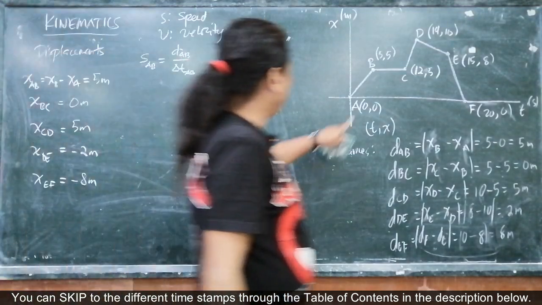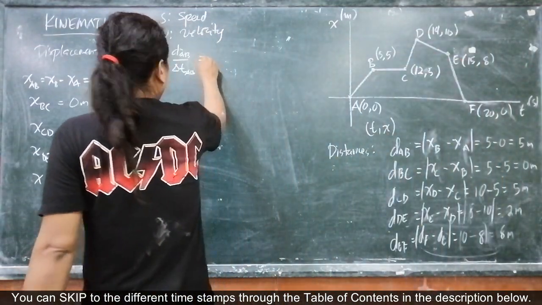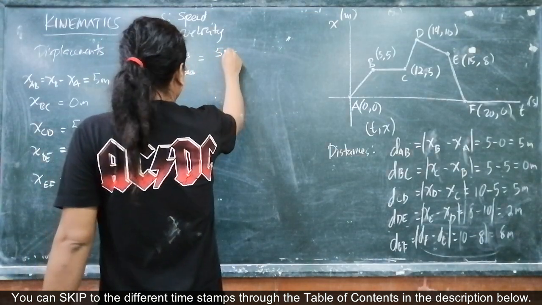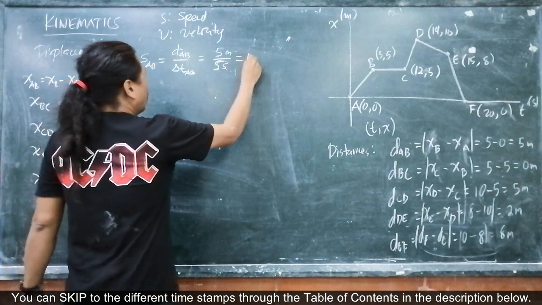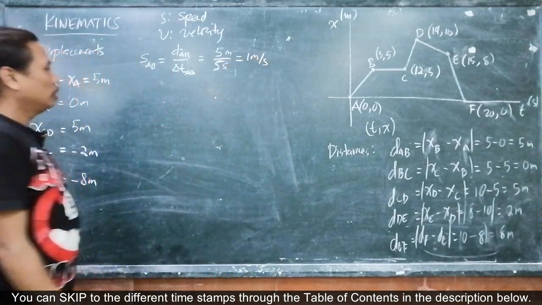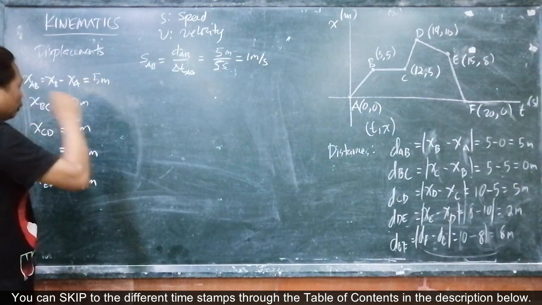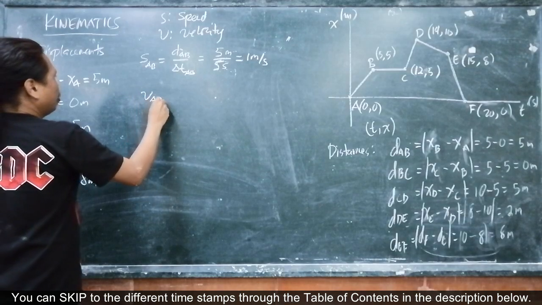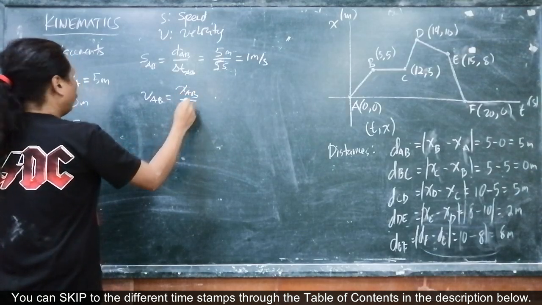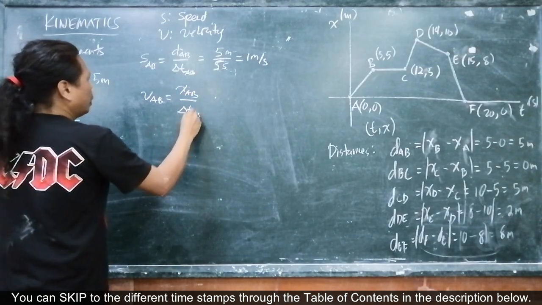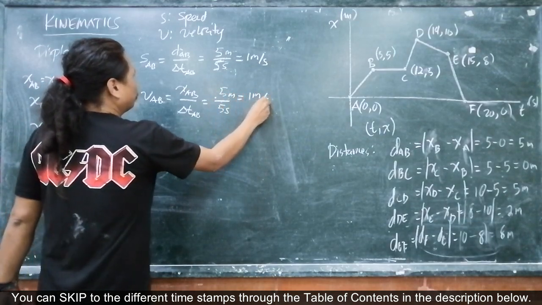What's delta TAB? This would be 5 minus 0, tama? Okay? So this would be, again, 5 meters divided by 5 seconds. Okay? This would be 1 meter per second. Okay? How about VAB? This is XAB over still delta TAB. That would be, again, 5 meters over 5 seconds. And this is still 1 meter per second.